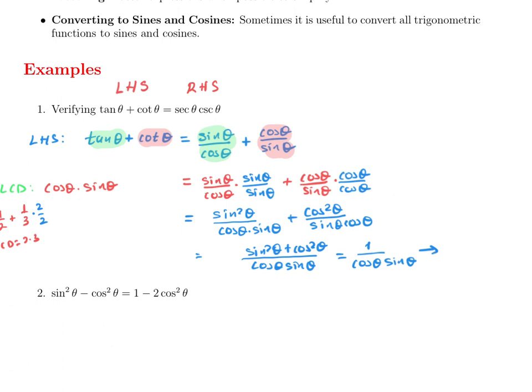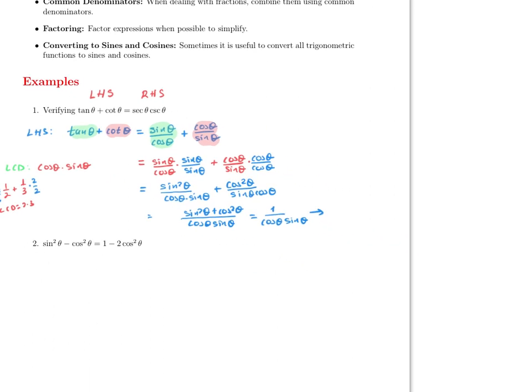You can rewrite this as 1 over cosine times 1 over sine. And remember, by the reciprocal identities, 1 over cosine is just secant theta, and 1 over sine is cosecant theta. So therefore, this is the right-hand side, and that's it. That's how you verify the identity.